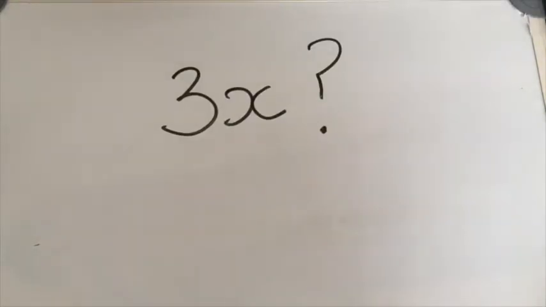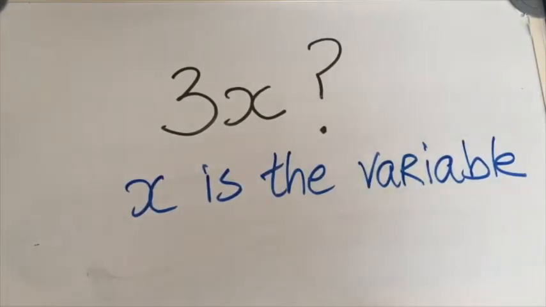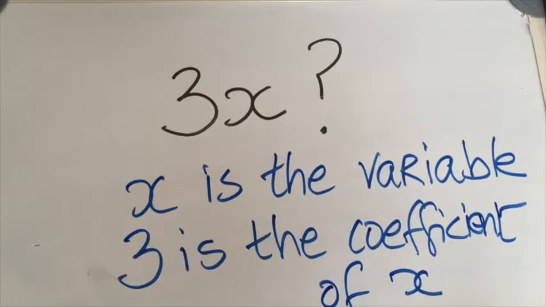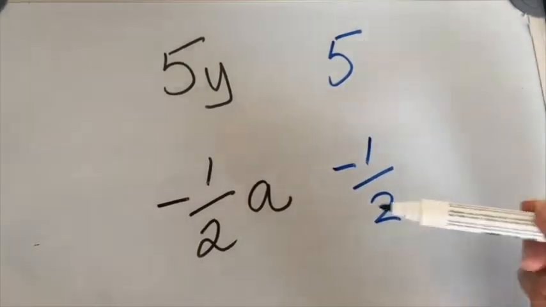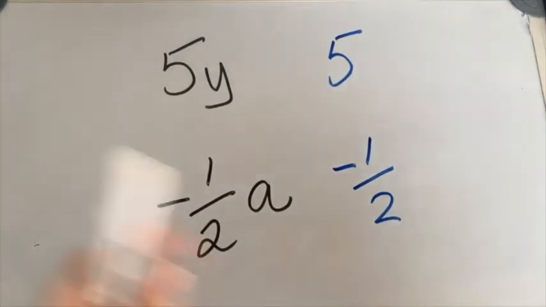What about 3x? What's it called? Well, it's called a term. X is the variable. That's the part that's going to change from sum to sum. 3 is the coefficient of x. That's the number in front of the x. What are the coefficients of these terms? Pause the video and think about it. Yes, 5 and minus a half.